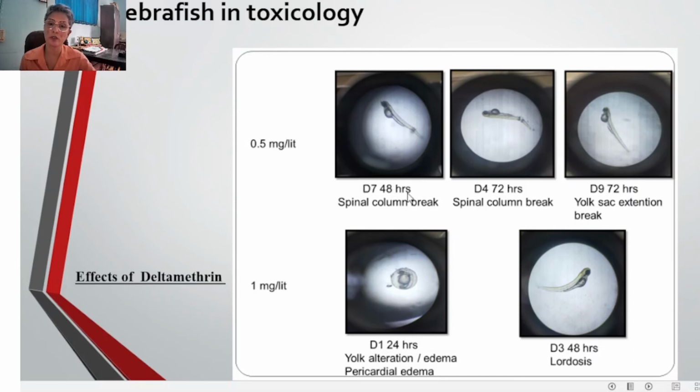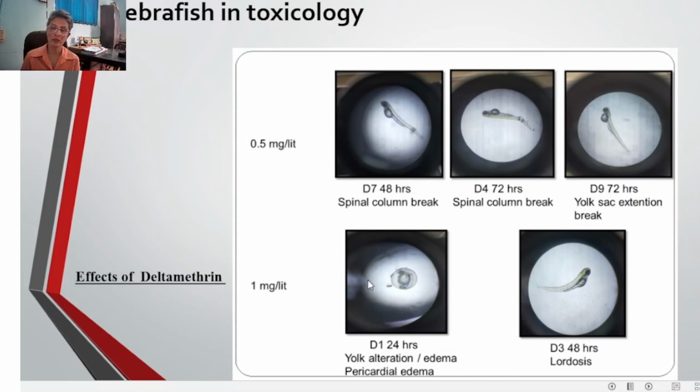After exposure of 48 hours, the embryo will show the spinal column breakup. After 72 hours, it will show the spinal column breakup. Here you can see the total breakup of the spinal column, right? So yolk sac extension and breakup will also be there after 72 hours. Here is the yolk sac, and here we can see the breakup of the yolk sac, and extension is also there.